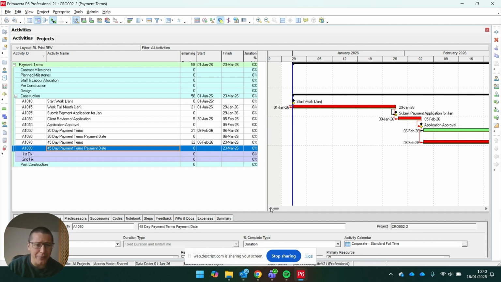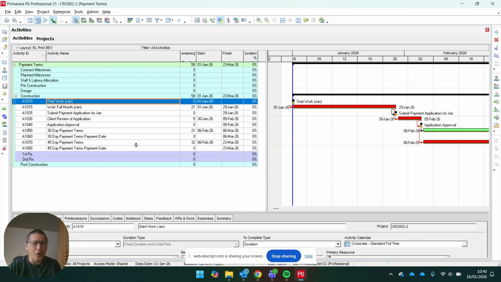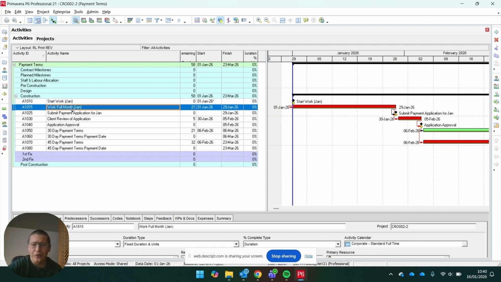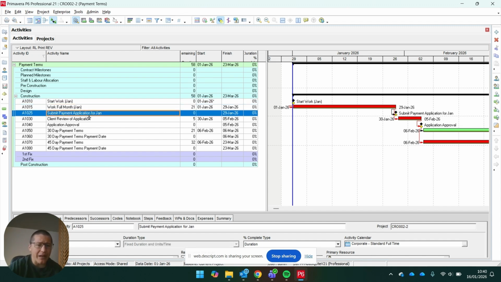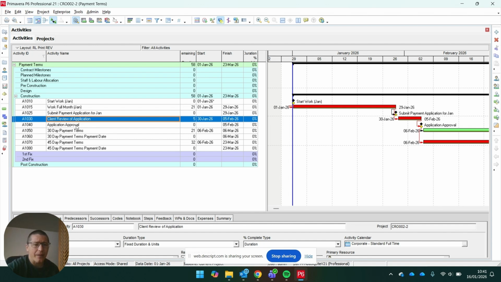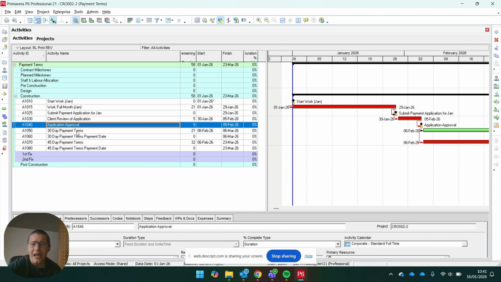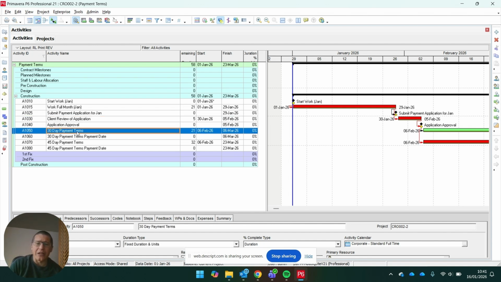To run you through my little example here, firstly, I have a starting work at the start of January on the 1st of Jan. And obviously we're completing work for the full month of January. Following that, we submit our payment application. The client reviews the application, they approve it, and we have our 30-day payment terms kicking in around that point. Now, just to be clear, this is just an example.